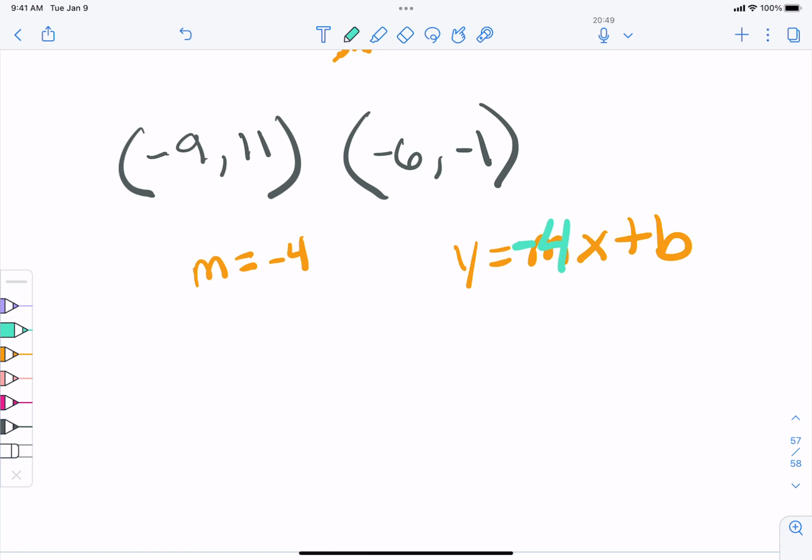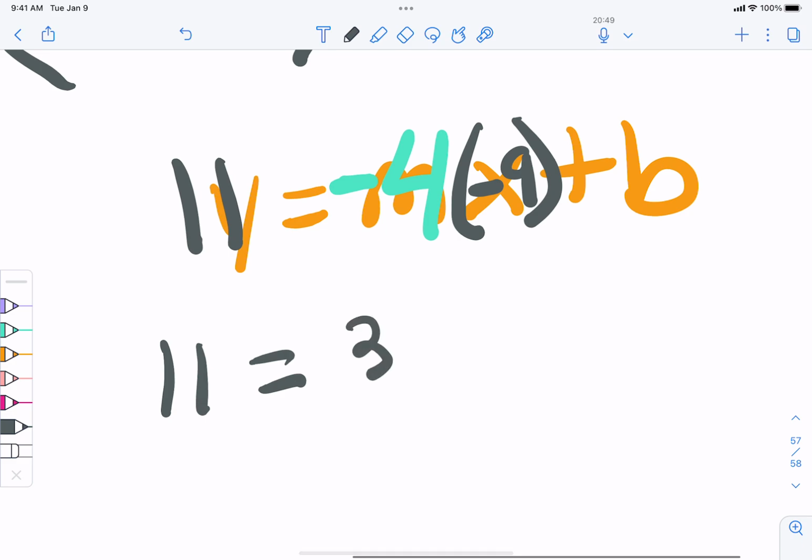Did you just plug the top one in? The first one in? Yeah, that's what I mean. So if this is 11 and this guy is negative 9, okay? 11 equals, what's negative 4 times negative 9? Positive 36 plus B.